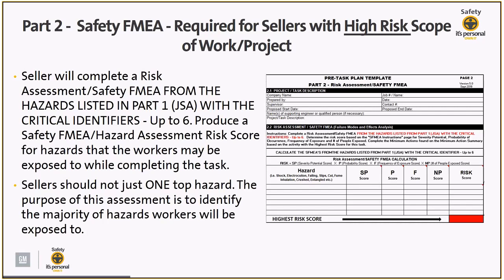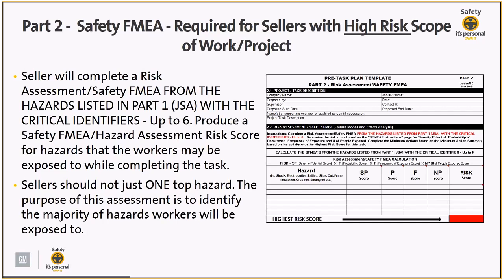In the JSA, they should have also included critical identifiers on these higher risk steps. We're looking for them to have up to 6 different hazards listed. We want to produce a safety FMEA hazard assessment risk score for hazards that the workers may be exposed to while completing the task. Just make sure you note that the seller should not simply list one top hazard, right? The purpose of this assessment is to identify the majority of the hazards that the workers will be exposed to.